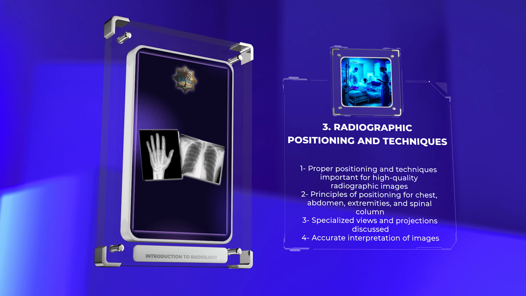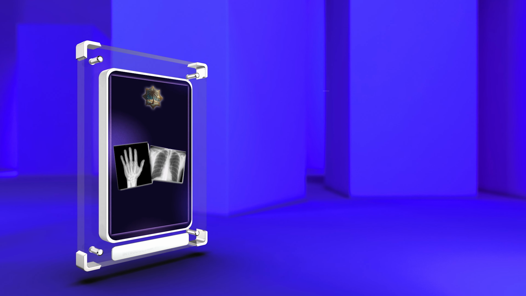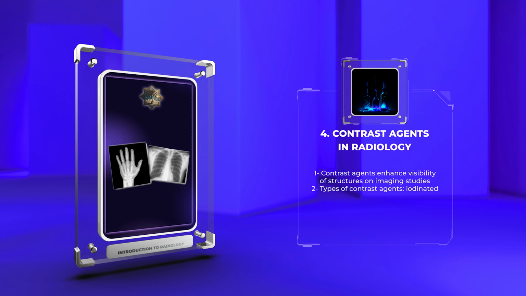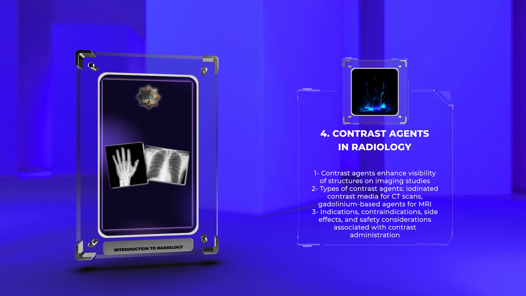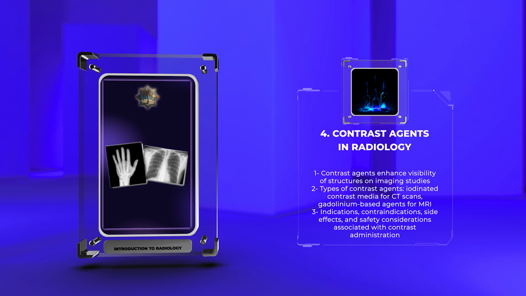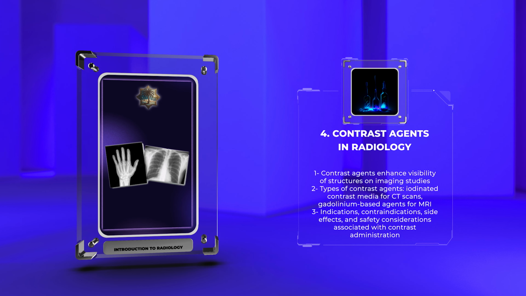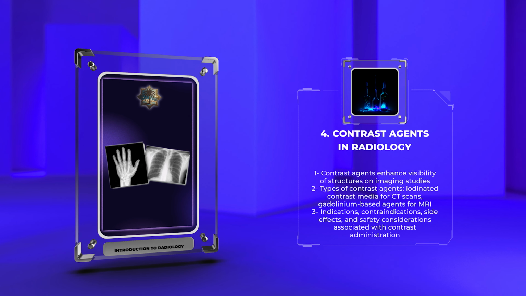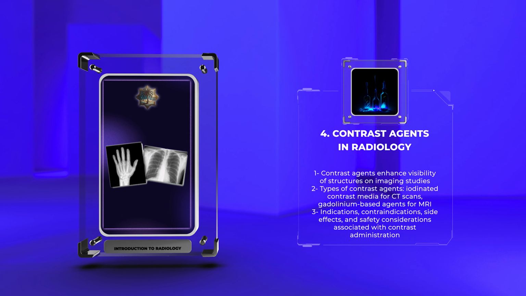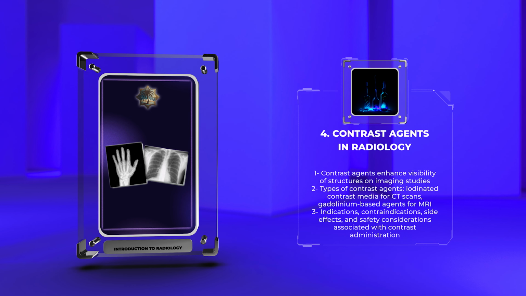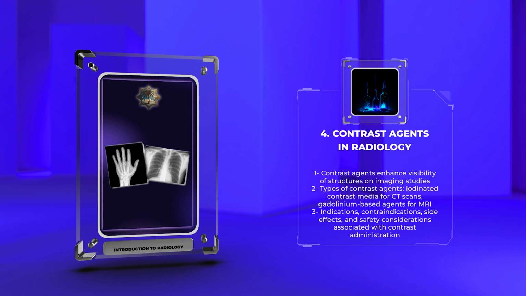Contrast agents are substances used to enhance the visibility of certain structures or abnormalities on imaging studies. In this topic, we will explore the different types of contrast agents used in radiology, such as iodinated contrast media for CT scans and gadolinium-based agents for MRI. We will also delve into the indications, contraindications, side effects, and safety considerations associated with contrast administration.